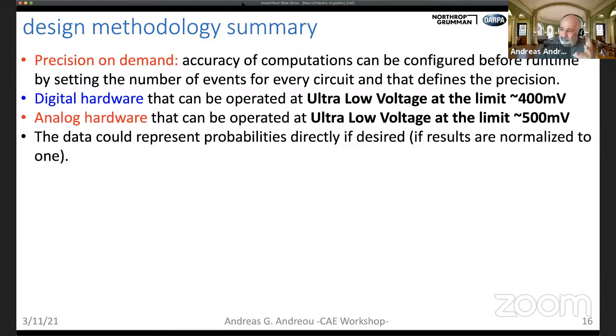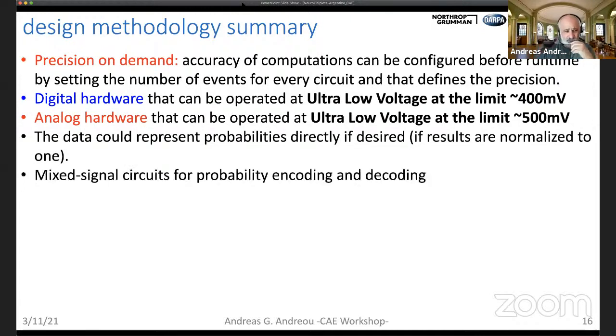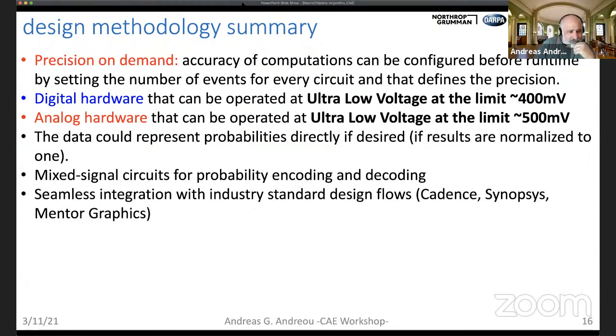We have a way of representing data directly as probabilities, and that allows very sophisticated computations to be done in the time domain, in this discrete-value, continuous-time representation, or spiking representation. That has been very, very useful for some of the AI computations in probabilistic inference that we want to do. Of course, we need to design nice circuits for probability encoding and decoding.